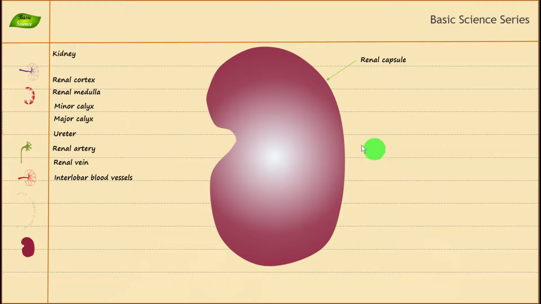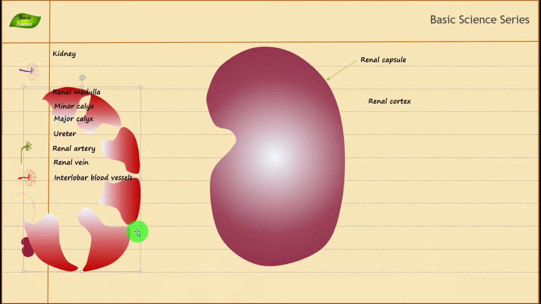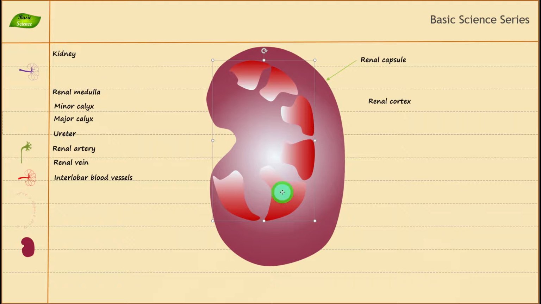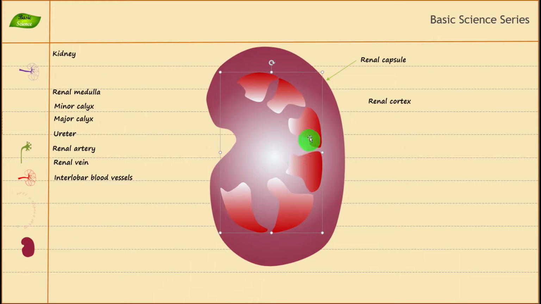Next, after renal capsule, you'll have renal cortex. And what is renal cortex? It's a very important part of the kidney. Renal cortex is basically the outer portion. So if I bring this structure, which is the medulla in this case, which is the innermost structure here, so you have medulla here, then this outer region is your renal cortex.